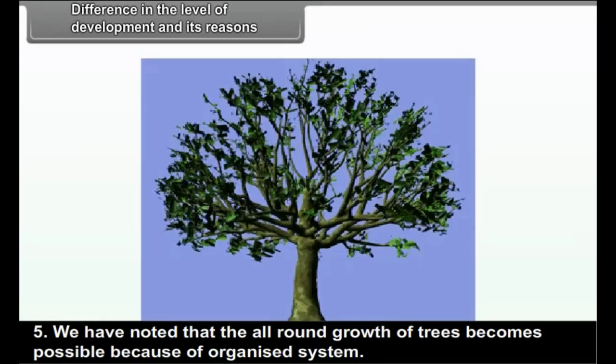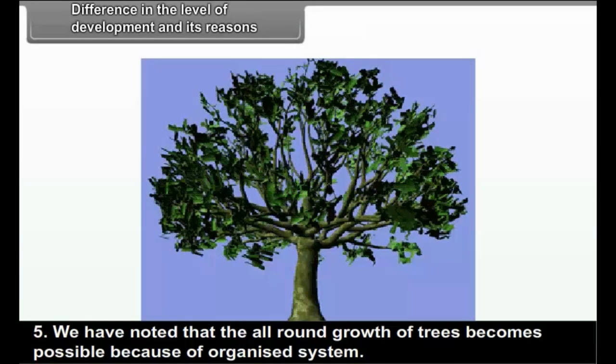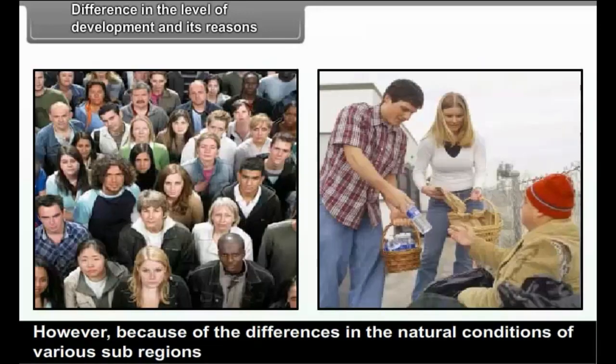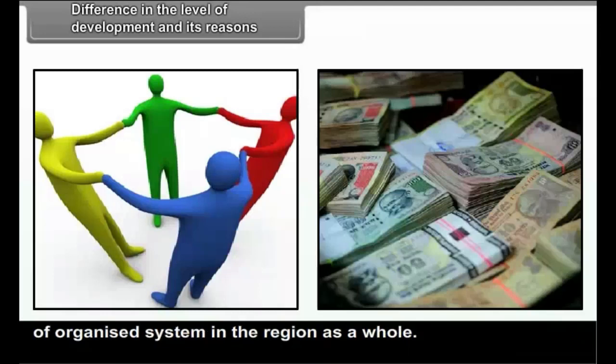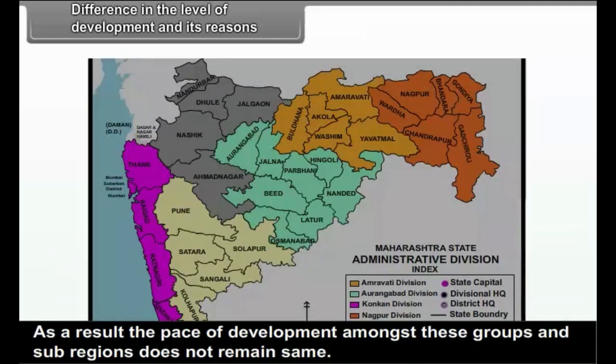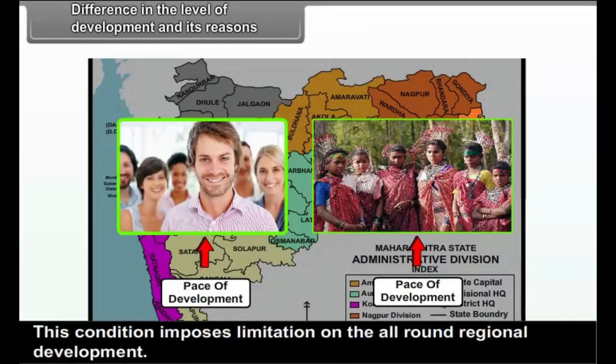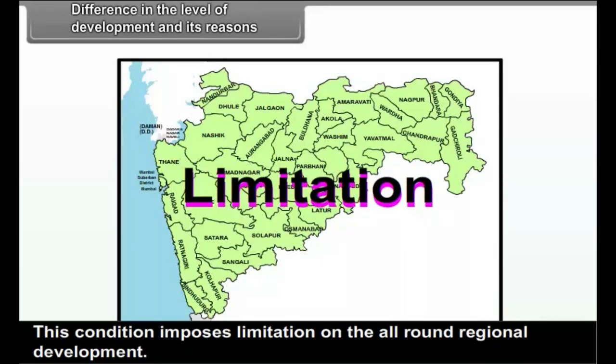We have noted that all-round growth of trees becomes possible because of an organized system. However, because of the differences in the natural conditions of various sub-regions and variations in socio-cultural characteristics of different groups of individuals, there are limitations on emergence of an organized system in the region as a whole. As a result, the pace of development amongst these groups and sub-regions does not remain the same. This condition imposes limitation on all-round regional development.